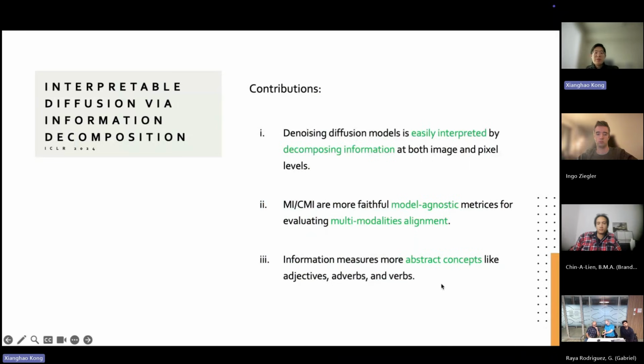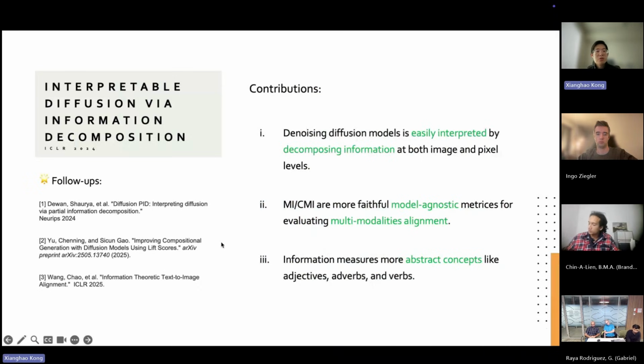And the information matrix, or the training objective, is better for training a model with good multimodality alignment. Another thing is that information measures more abstract concepts like adjectives and adverbs, something like that.